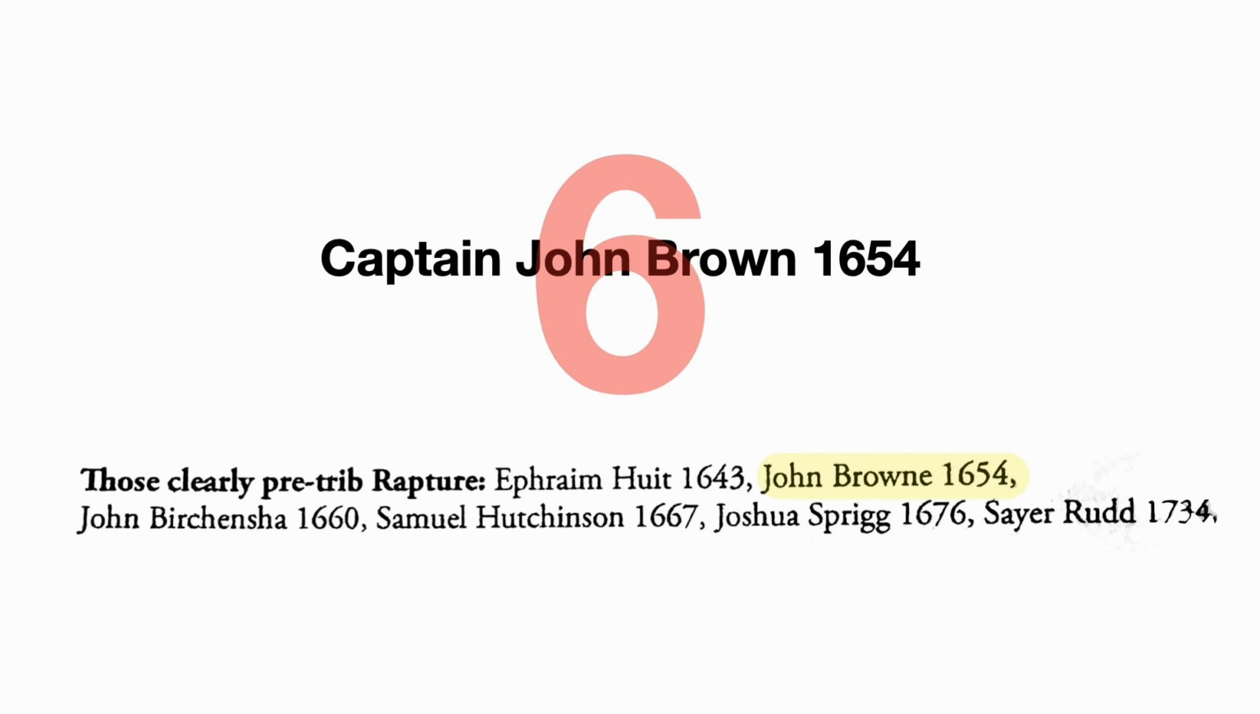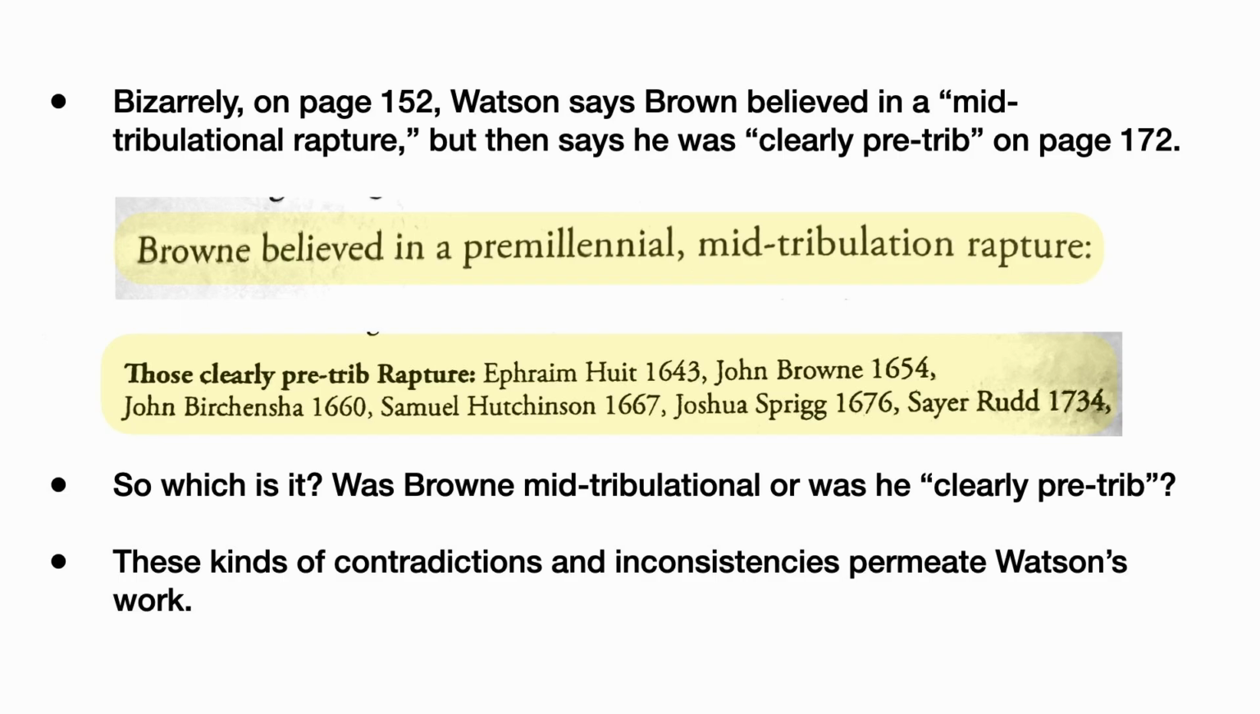Next, you have Captain John Brown, 1654. Again, this is the next individual that Watson says was clearly pre-trib. And then here's another picture from the book where Watson actually says Brown believed in a premillennial mid-tribulational rapture. You go, wait a minute. What did he believe in? A mid-trib rapture or pre-trib?